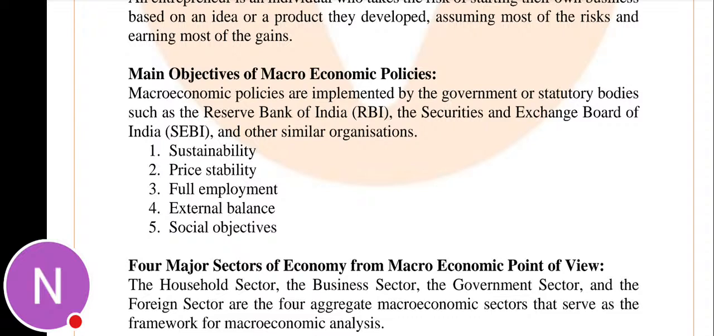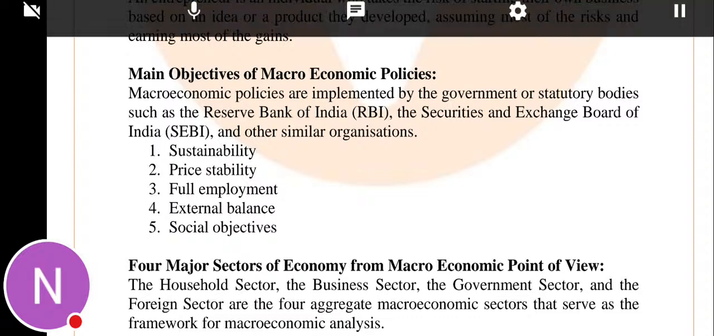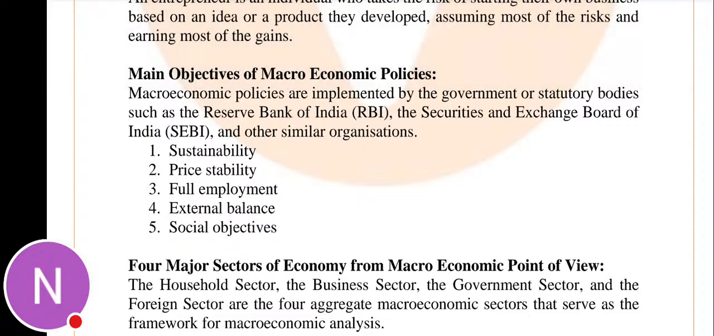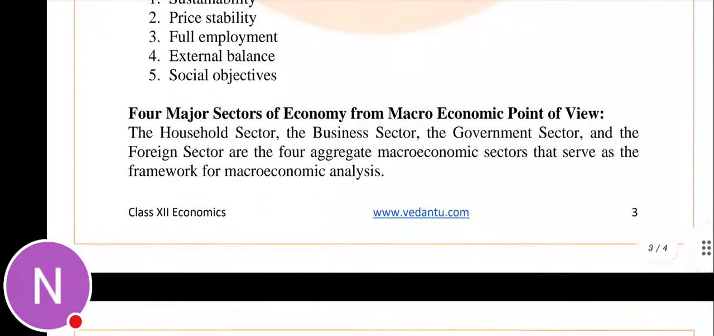The main objectives of macroeconomic policies: macroeconomic policies are implemented by the government or statutory bodies like the RBI or the Securities and Exchange Board of India, that is SEBI, and other similar organizations. They have objectives of sustainability, price stability, full employment, external balance, and social objectives. These are the main objectives of macroeconomic policies.